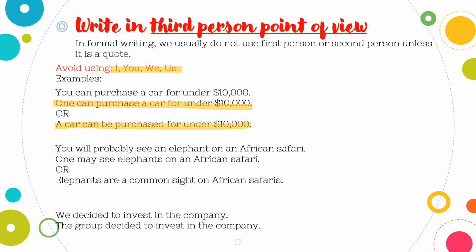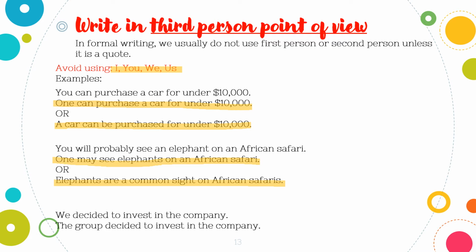Another one, you should avoid this. Like for example, you will probably see an elephant on an African safari. So you should use this sentence like one may see elephants on an African safari, or elephants are a common sight on African safaris. Okay?